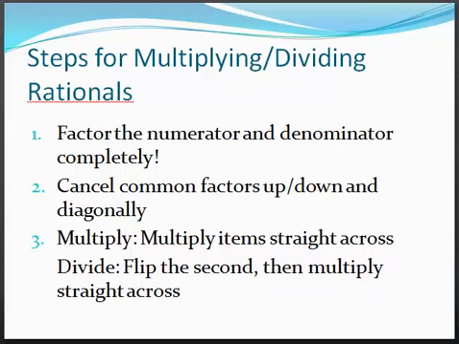So the steps for multiplying and dividing rationals. So remember that a rational function is one that's 1 divided by x. Okay, so we're talking about fractions. So when we talk about fractions, we always want to have the smallest fraction possible. So to do that with rationals, we're going to have polynomials divided by polynomials. So what we're going to do is first factor the numerator and the denominator completely. Okay, so you want to make sure it's in its simplest form to start. Then you're going to cancel common factors up and down and on the diagonal. Okay, and this will make more sense here in a minute when I do an example.